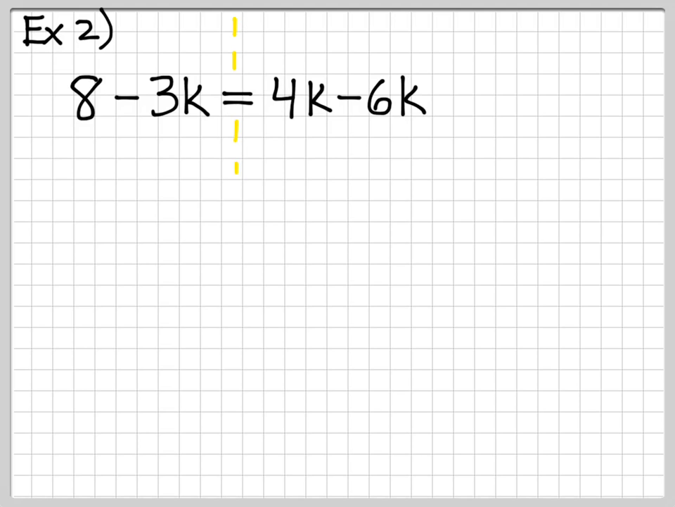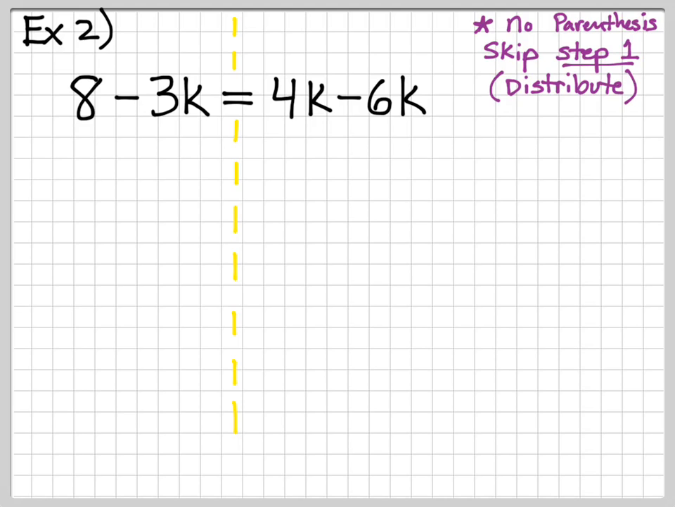Example 2, 8 minus 3k equals 4k minus 6k. Again, I'm going to draw this imaginary line through my equation. Step 1, we can skip, no parentheses. We cannot distribute without parentheses. Step 2, combine like terms.